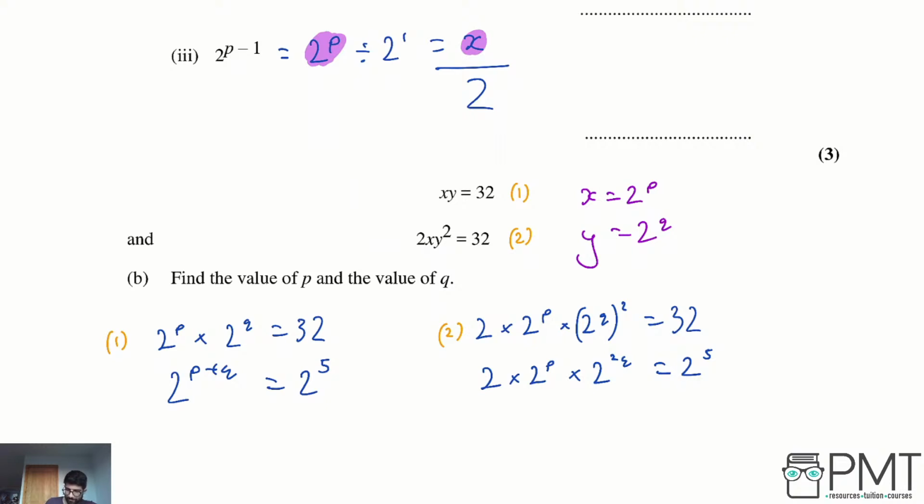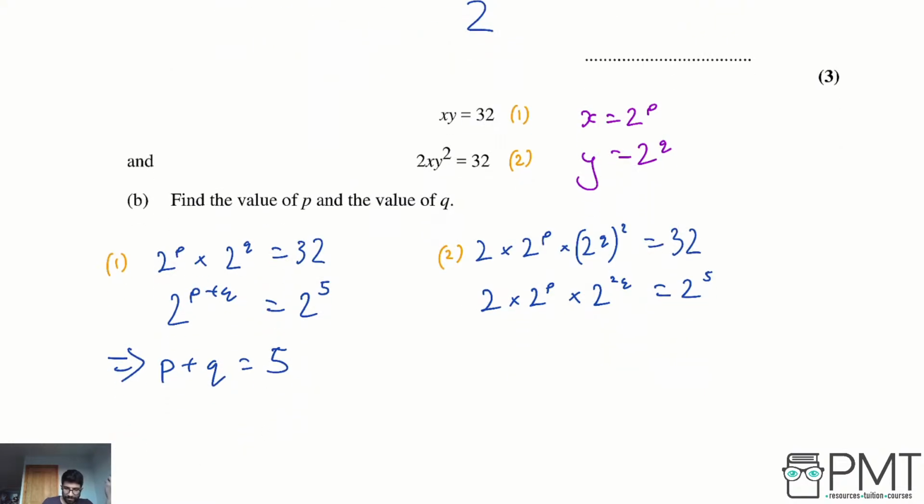Looking at this bit now, we are saying that 2 to the p plus q is 2 to the 5. So what can you deduce about p and q? P plus q is equal to 5. That's what comes out of that one, because you have got the same bases on the two sides. So p plus q must be 5.